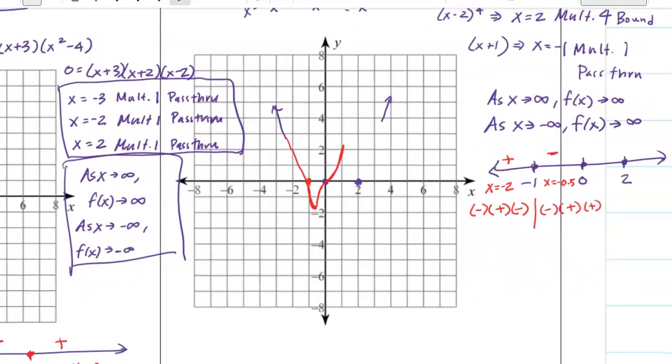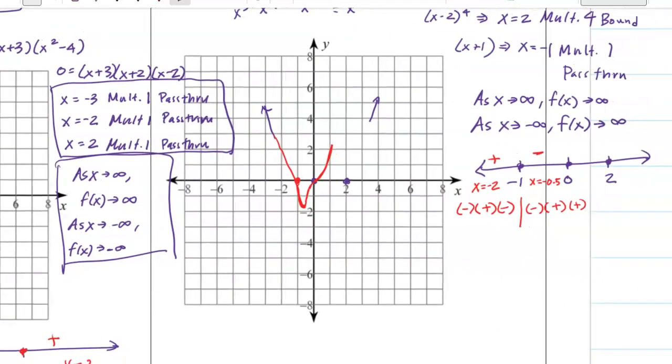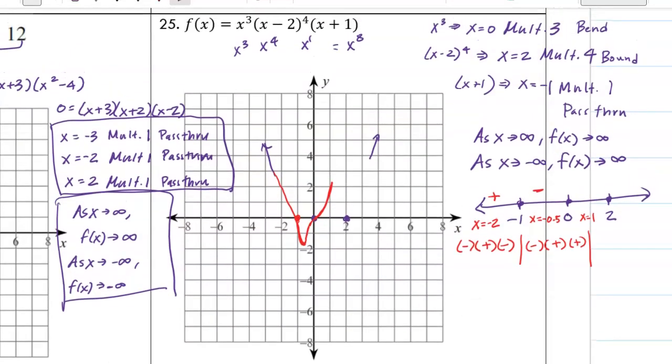Okay. And then let's go ahead and test x equals 1. X equals 1 is definitely going to be positive, but once again, we could just test it. And is it going to let me go up? Nope, it's not. Okay, now it is. Okay, so positive, positive, and positive. So that's going to be positive.